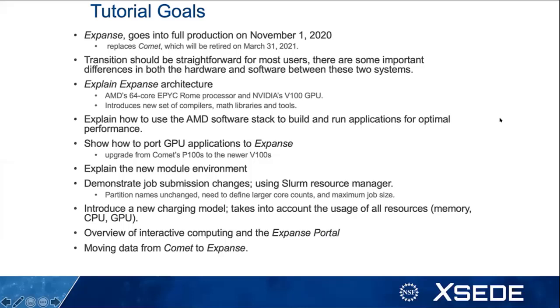So the goal of this tutorial or this workshop is to show you guys what you are going to have to do a bit differently on Expanse, and there are some differences. The architecture is different. The operating system is, we're now using CentOS, but we're using Slurm, but the module environment's a little bit different. So today we'll just try and show you the new features on Expanse and get you familiar. Move on to the next slide, please, Jeff.